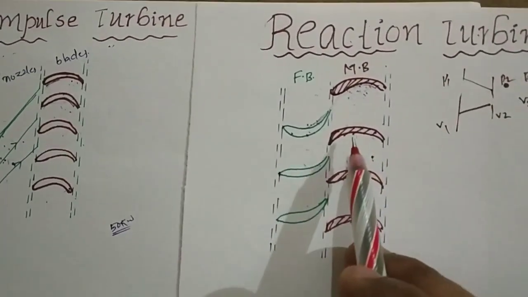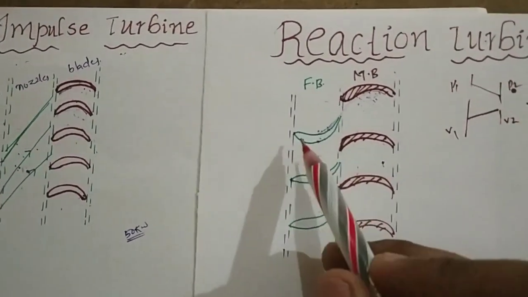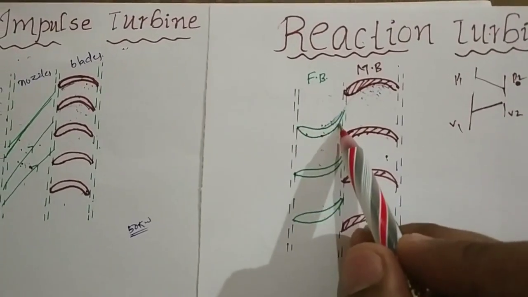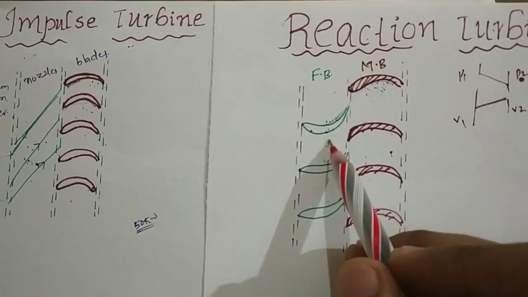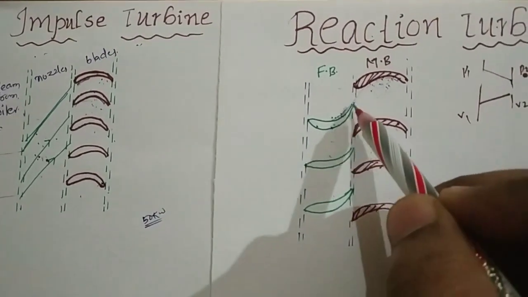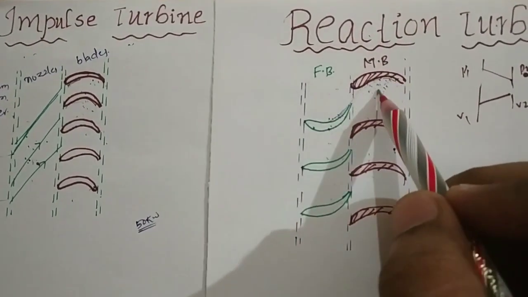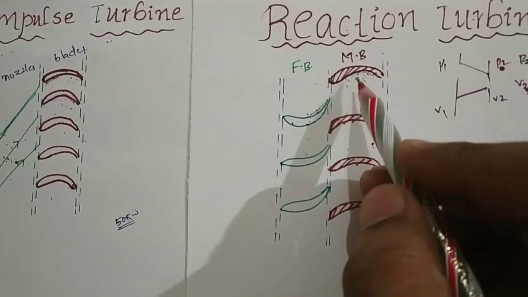In the reaction turbine, what will happen? Here in the fixed blade, expansion is taking place. That means velocity increases and pressure decreases. Again, when the steam enters the moving blade, in this moving blade also the expansion of the steam takes place.